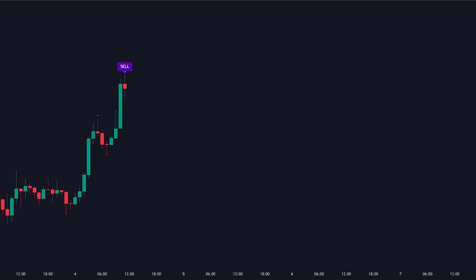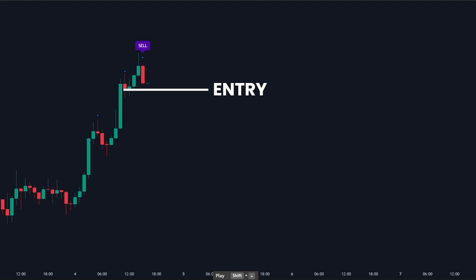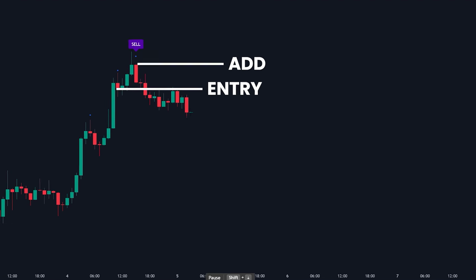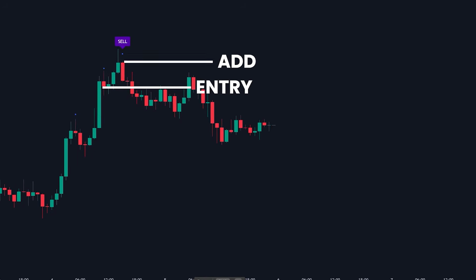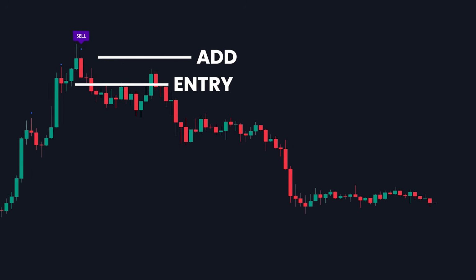Here's how it works in practice. You enter a trade. Price moves slightly against you. The signal shifts and leaves a dot behind. That dot is your cue to average in. Add a small additional position at a better price. When the trade eventually moves in your direction, that averaging makes the profit significantly larger than if you had just entered once and held.